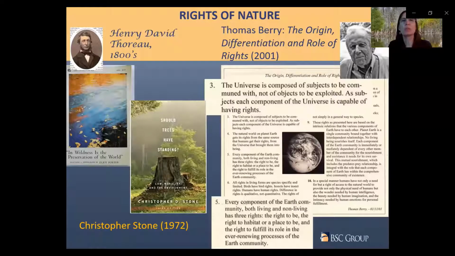In 2001, Thomas Berry authored a Declaration of the Rights of Nature titled The Origin, Differentiation, and Role of Rights, in which he addresses the innate rights of both humans and nature, recognizing the subjectivity of all components of the universe, rather than reserving subjectivity strictly to one species. He outlines 3 basic rights that all living and non-living components of the Earth community have. The right to be, the right to habitat or a place to be, and the right to fulfill its role in the ever-renewing processes of the Earth community.